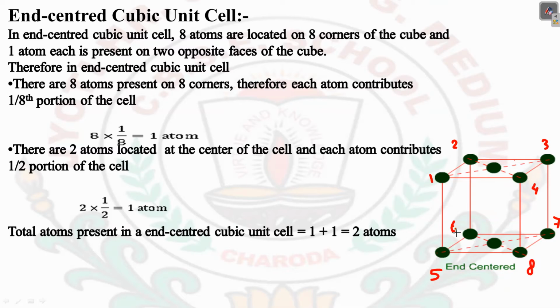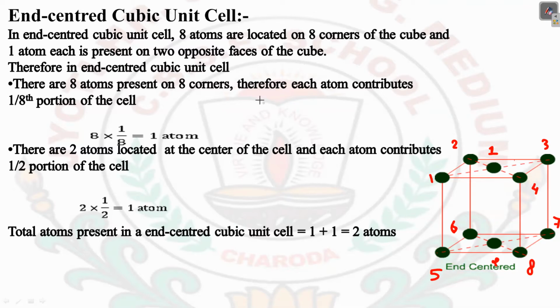But two atoms are present at two of the end faces. One end face like this, the upper one, and the other one is the lower one. So this type of cubic unit cell is known as an end centered cubic unit cell.